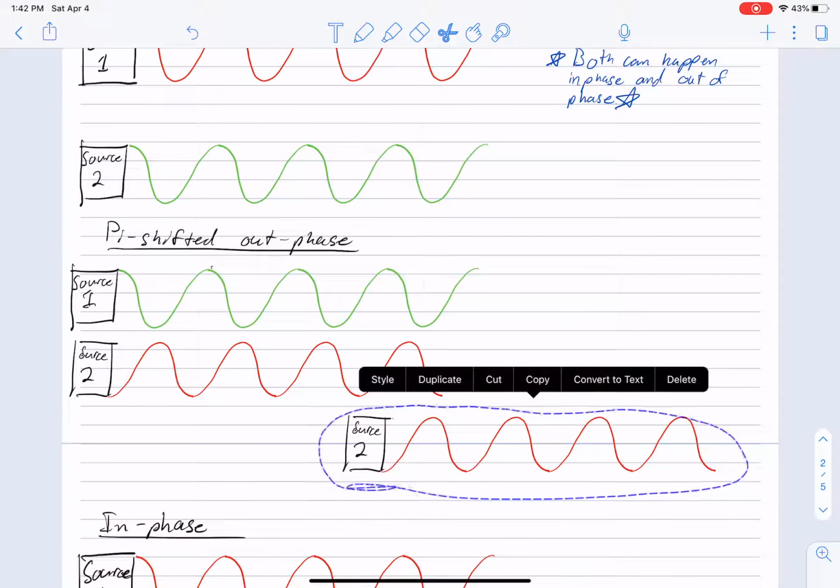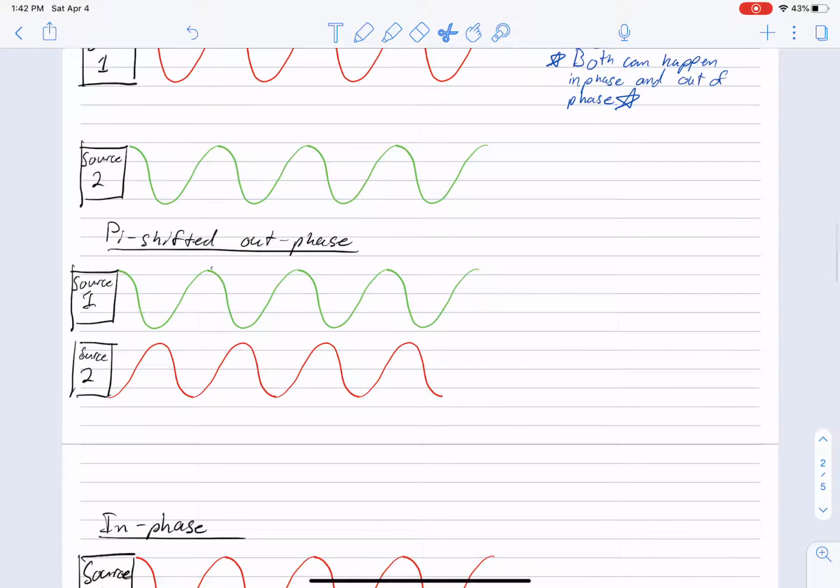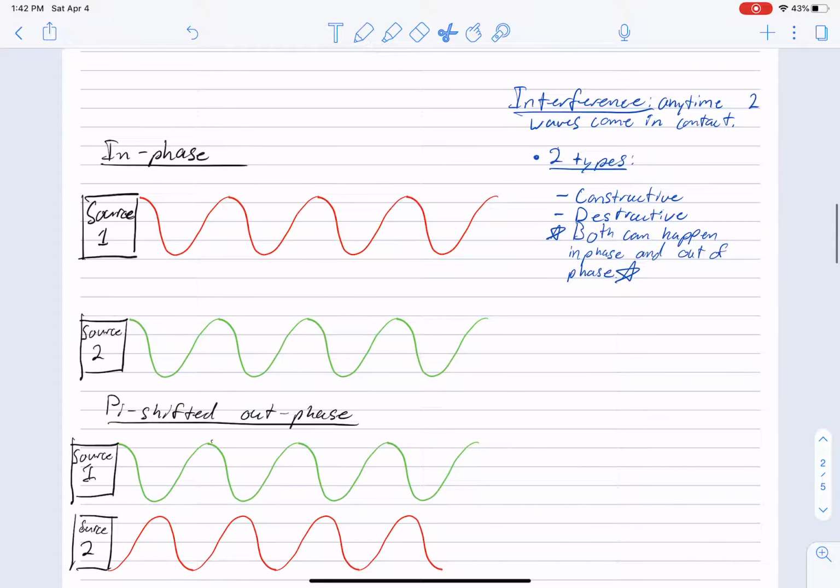So destructive interference is basically when two waves or two wavelengths that are coming from similar sources are out of phase of one another. Destructive interference tells us that they're basically canceling each other out. And with that, we talked about before how you can have constructive interference with in phase and out of phase, and you can have destructive interference with in phase and out of phase.